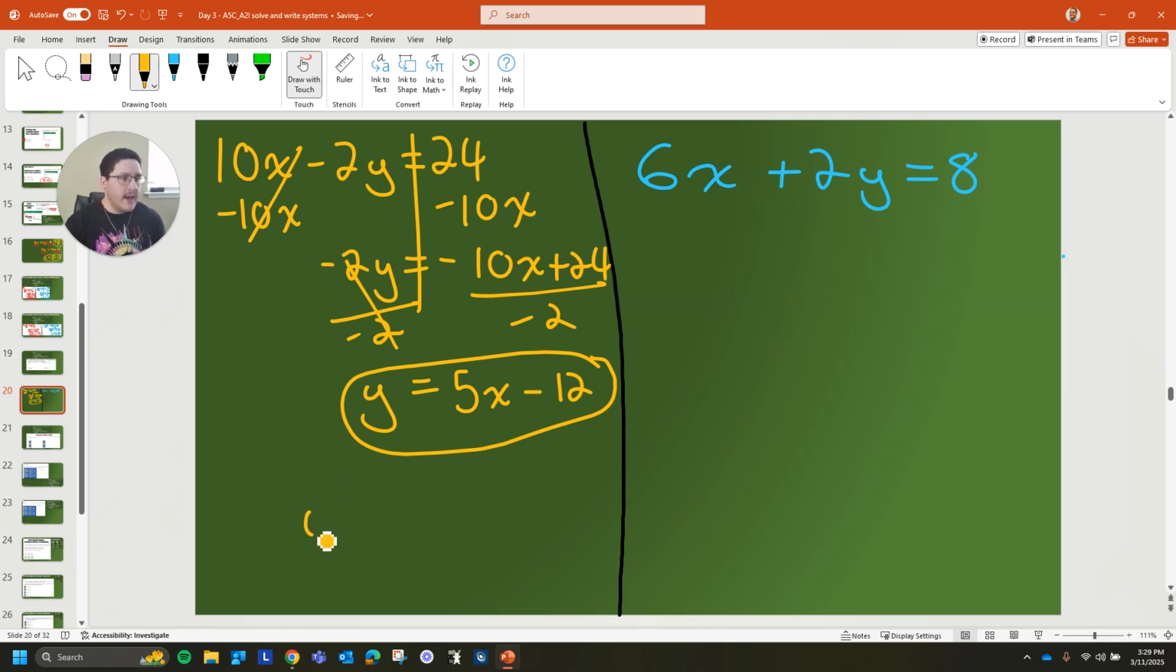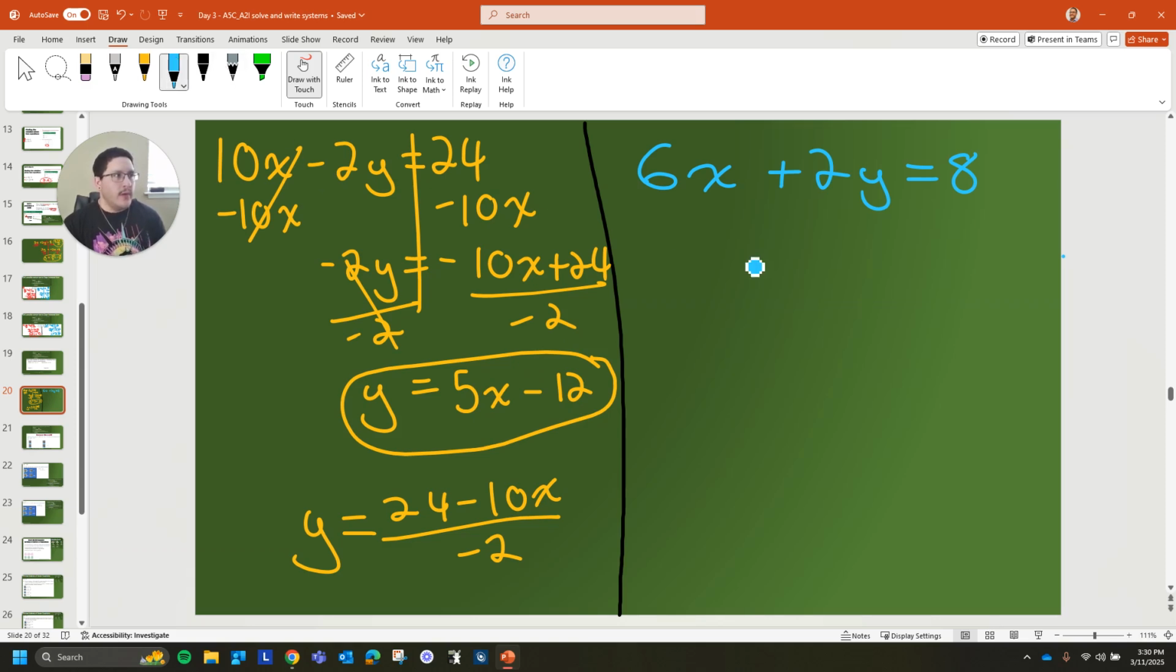Alternatively, you could have had y equals 24 minus 10x divided by -2. This would have given us the exact same equation. Either way is acceptable. The first one, obviously, you've heard me talk about the benefits. This is in slope-intercept form, and we have the slope right next to the x and the y-intercept at -12.